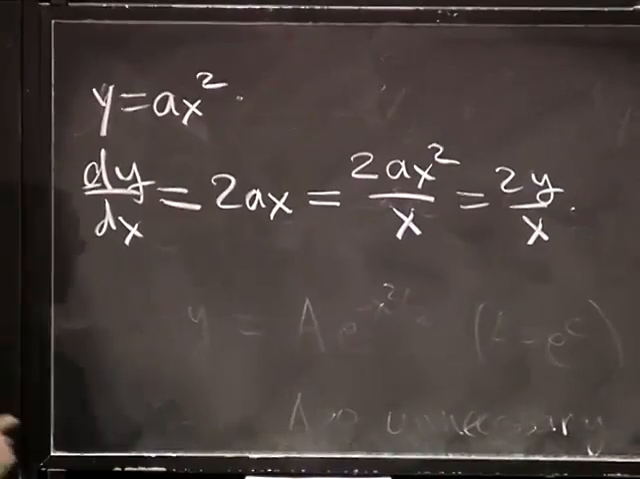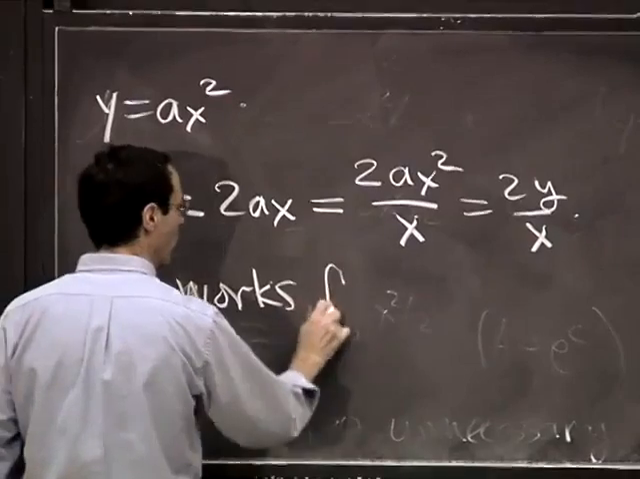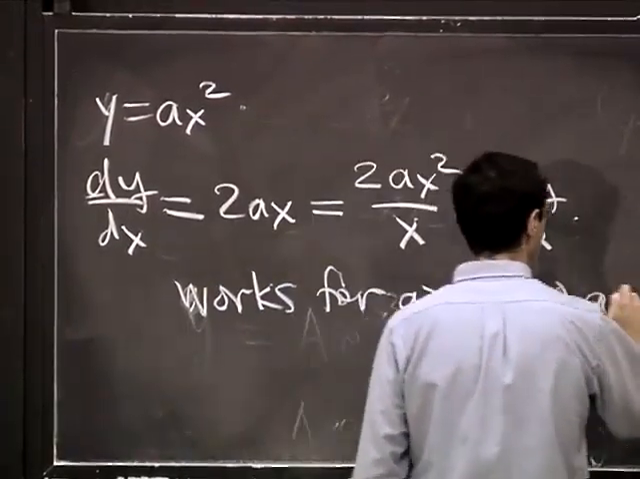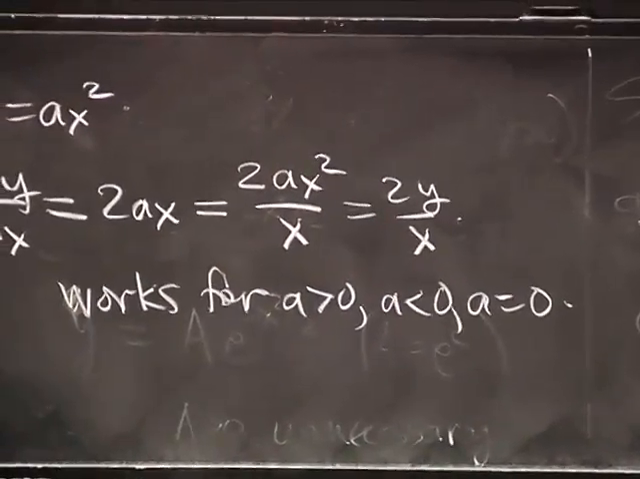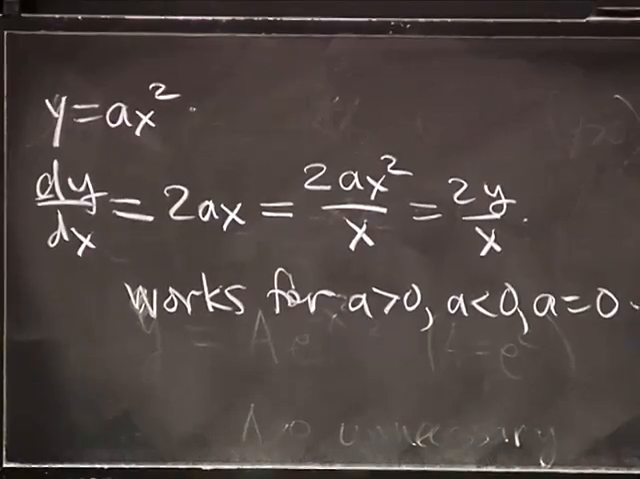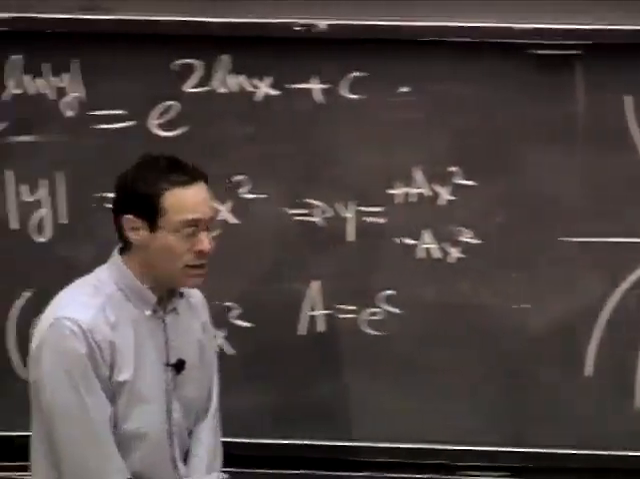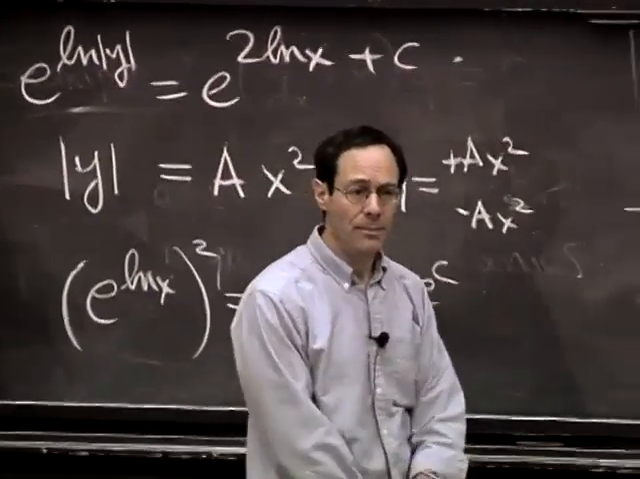Now, it does not matter whether it works for a positive, a negative, a equals 0. It's okay. Again, we didn't pick up by this method the a equals 0 case, and that's not surprising because we divided by y.